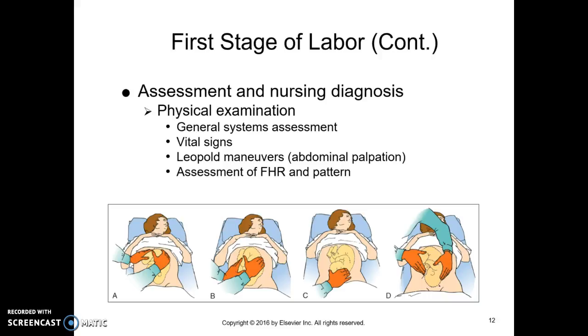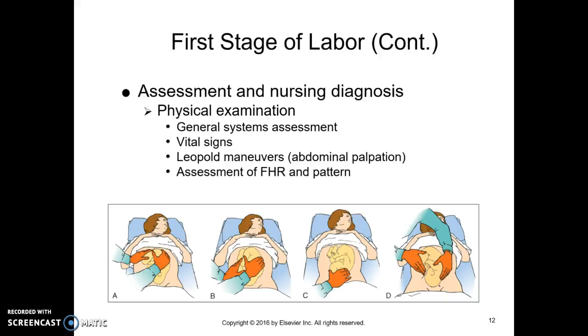Assessment of fetal heart rate and the patterns, the point of maximum intensity, where you can hear the fetal heart rate the best, like I said, is over the baby's back. If the baby is vertex, the fetal heart rate is usually heard below the mother's umbilicus. And if the baby's breech, the fetal heart rate is usually heard above the mother's umbilicus.